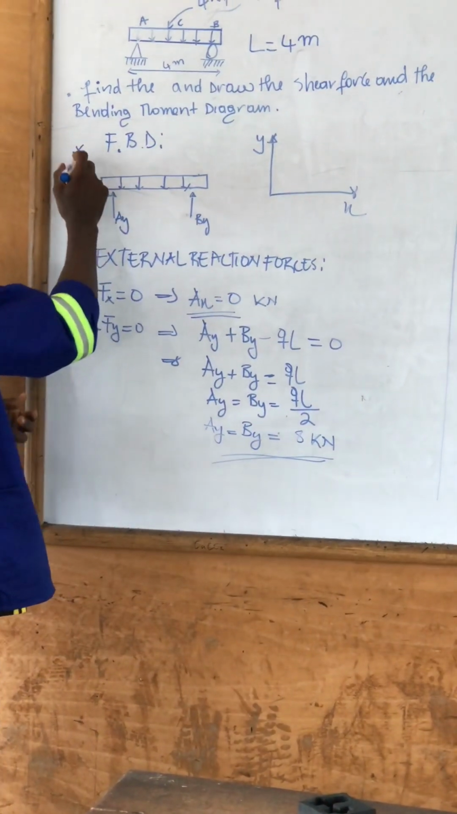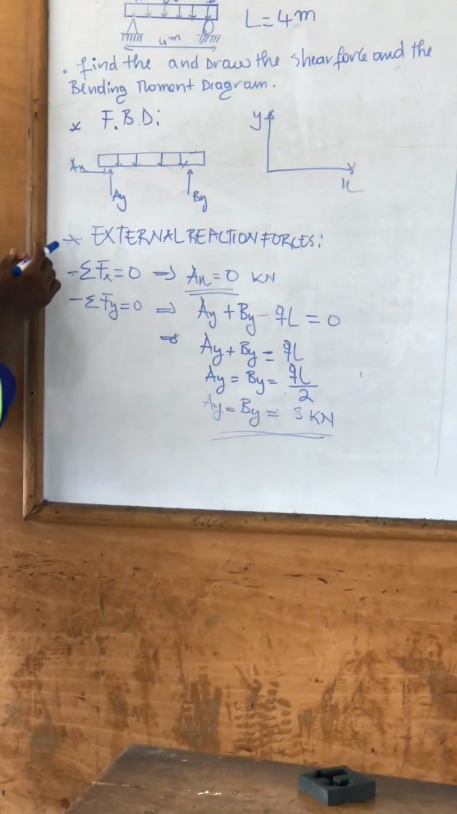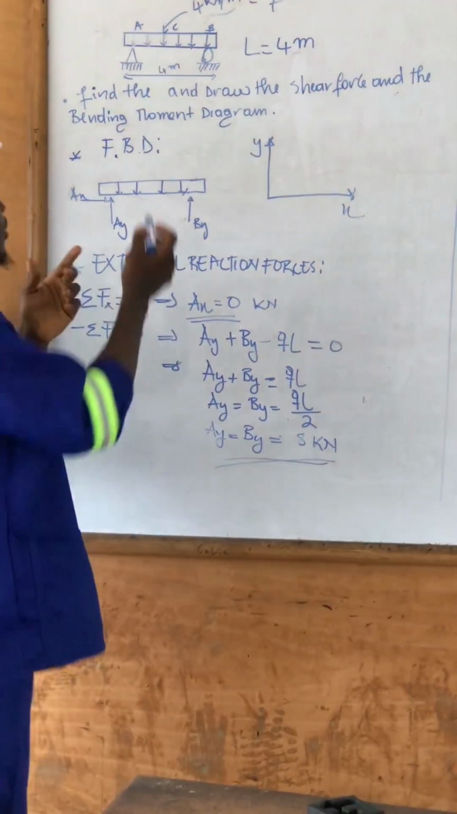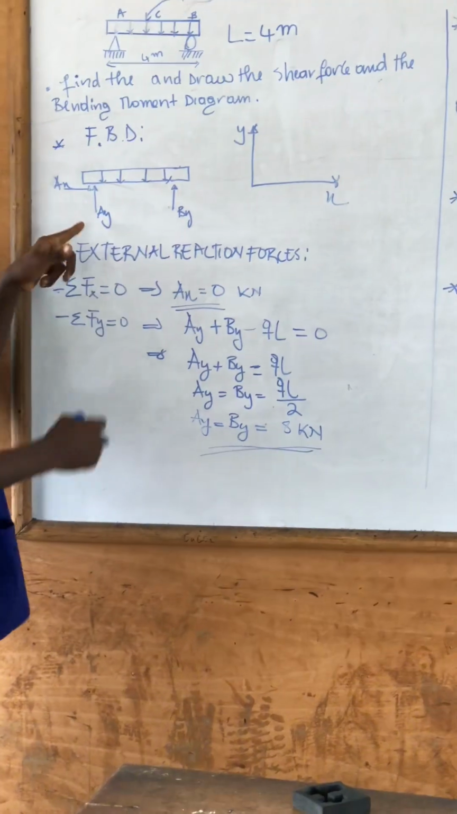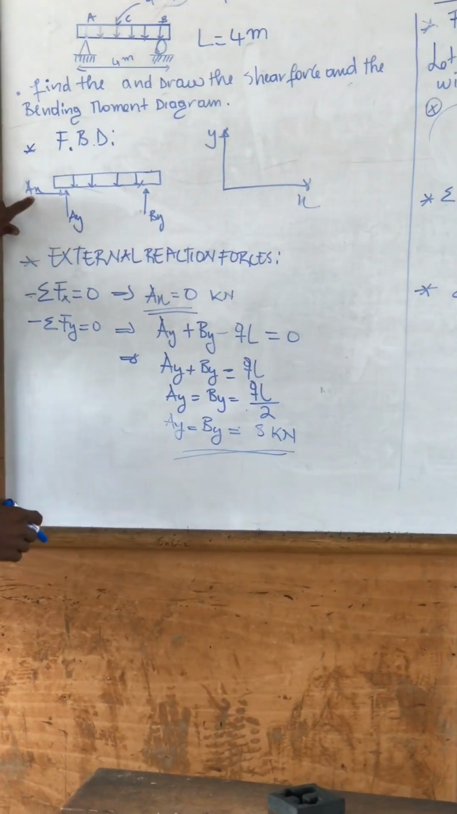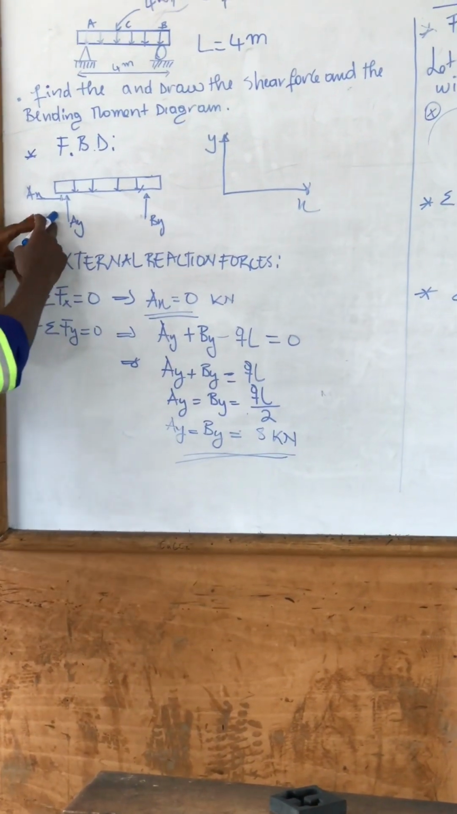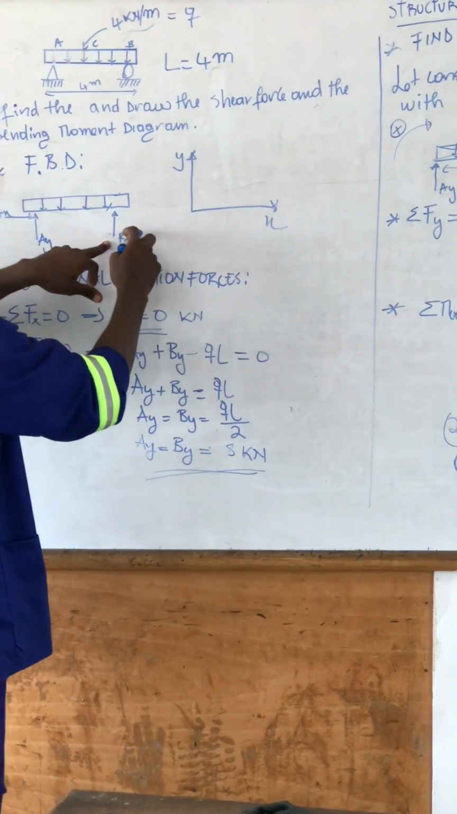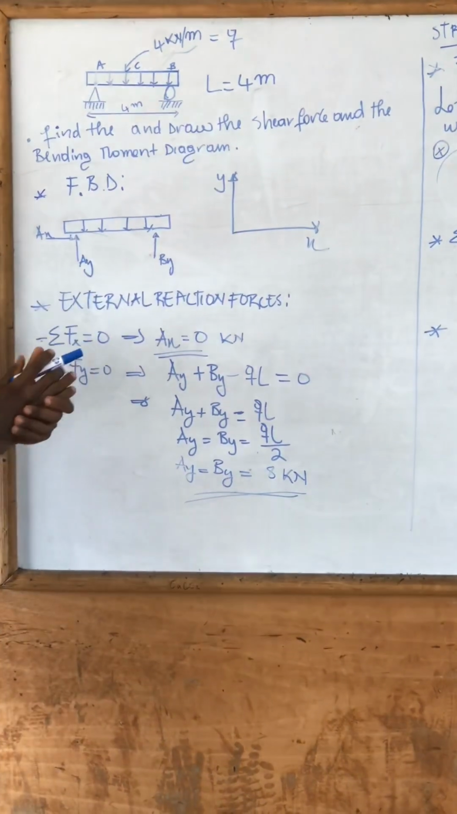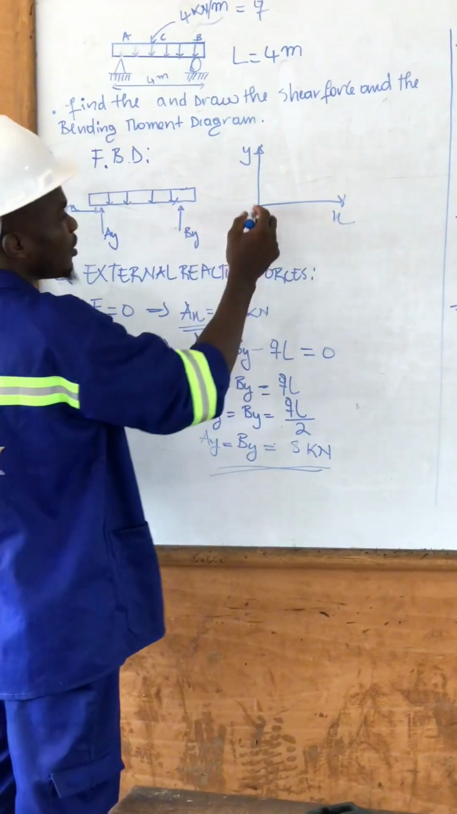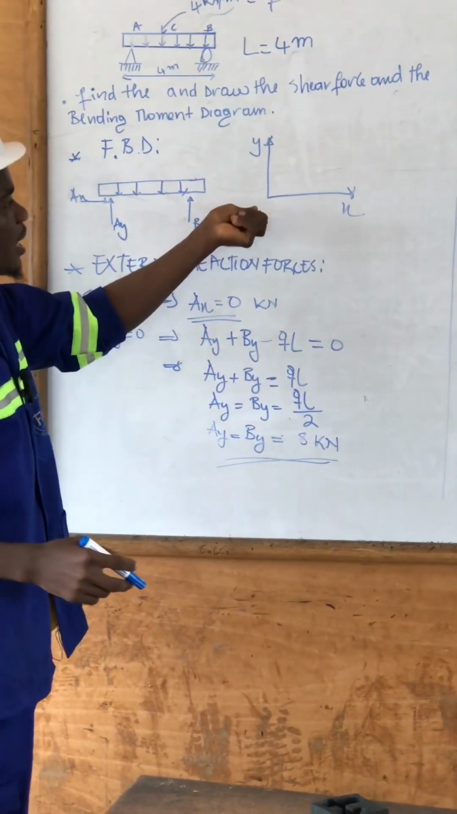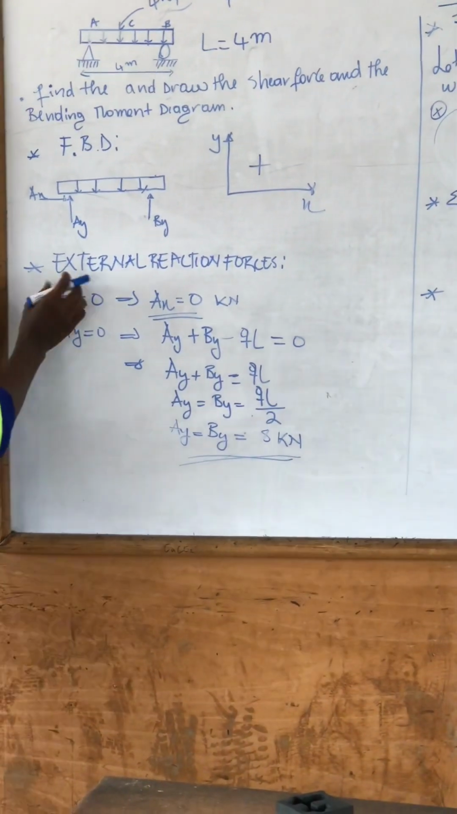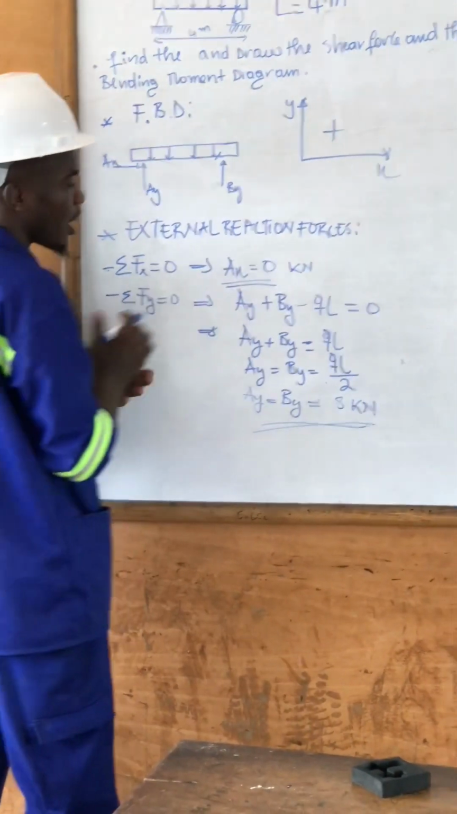First step, as usual, we start with the free body diagram. How do you get the free body diagram? By removing the supports that we have. Removing the supports, we have this free body diagram with AY, AX and BY. Here we have two external reaction forces because we have a hinge support, and here we have only one external reaction force because we have a roller support. This is the reference frame that we will consider positive in our analysis.